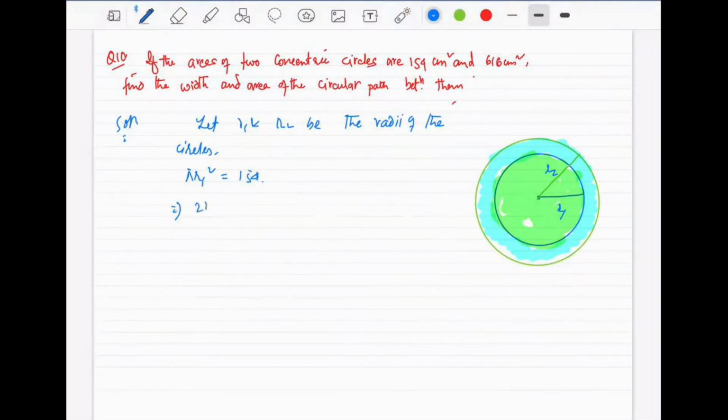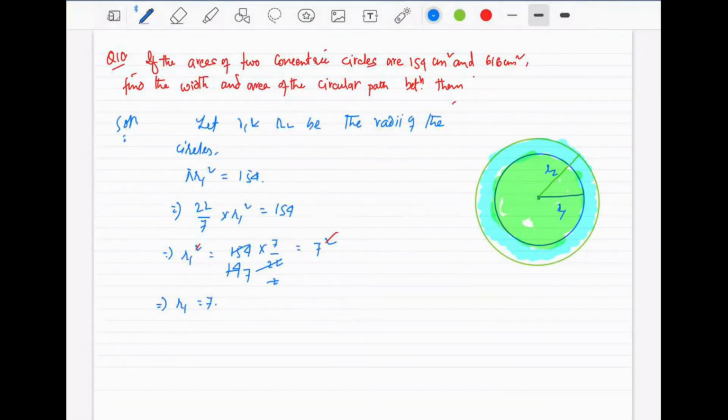You can find out the radius straight from this. Pi is 22 by 7. R1 square, let it be 154. Find out R1 square: 154 into 7 by 22. 7 comes up, 22 goes down, right? And you cancel them. 11 twos are 22, 11 ones are 11, 11 fours are 44. And 7 sevens are 7 square, right? You can cancel the squares. So how much will be the value of R1? R1 is equal to 7.